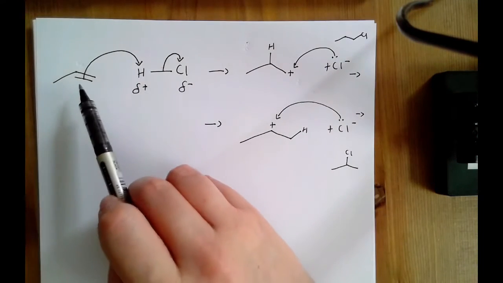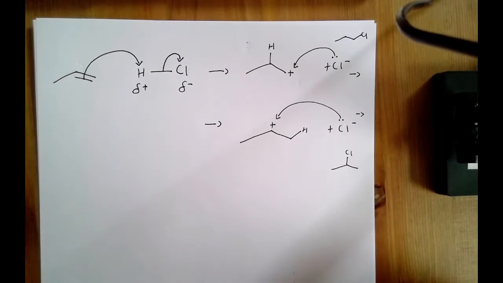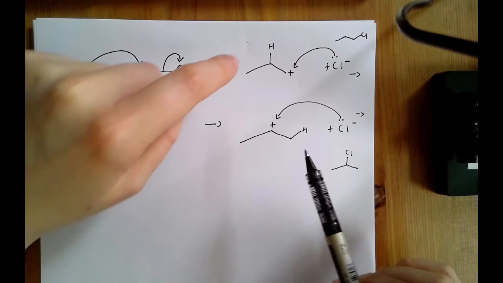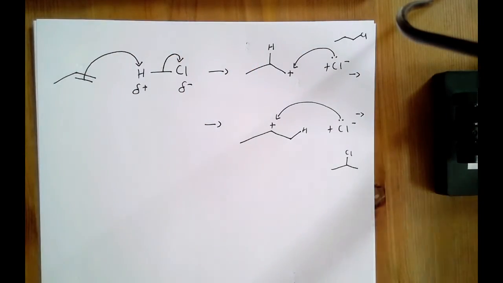So again, I've got an unsymmetrical alkene and I've got 2 different atoms that I'm adding. So I do end up with 2 different products. And you can be asked which one is the major product and which one is the minor product, which one is more likely to form. In order to answer that question, you need to look at the intermediates that you are forming.